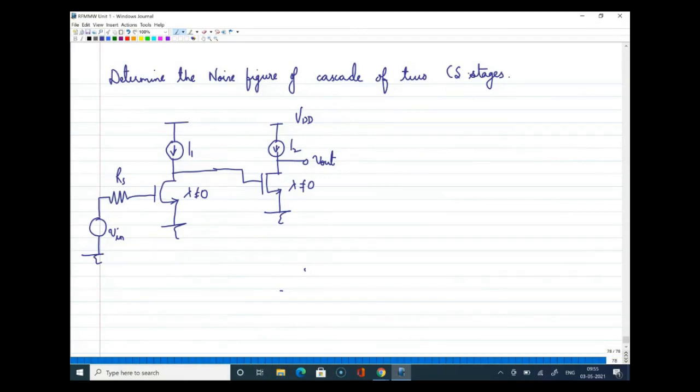So we can get the answer for this. All right. So we'll wind up here with the noise figure of cascaded stages, and we'll continue in the next class.